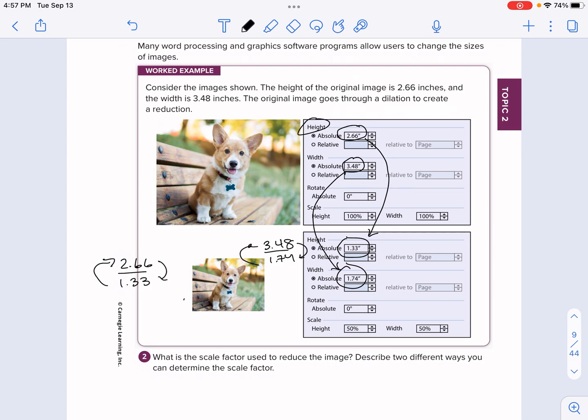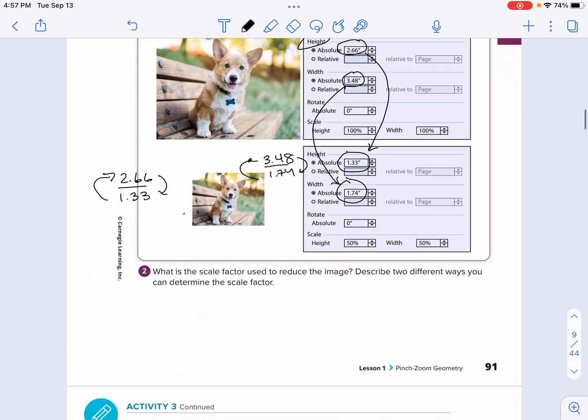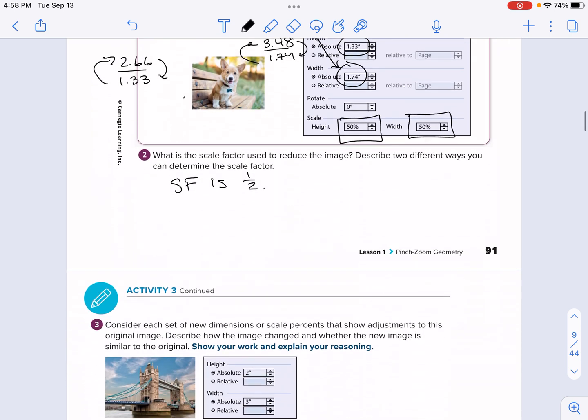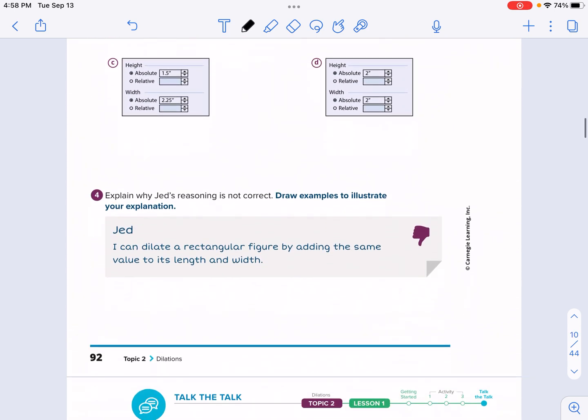Because what you're going to find here is it got smaller by a factor of what? The scale factor is 1/2, right? It's half as big. If you take 2.66 and divide it by 2, you're going to get 1.33, 1 and 33/100. Just divide the dimensions of the smaller image by the corresponding dimensions of the larger image. And it even says right here and here that it's 50%, and 1/2 represents 50%. Okay, this next page we're actually going to skip. So it's page 92.